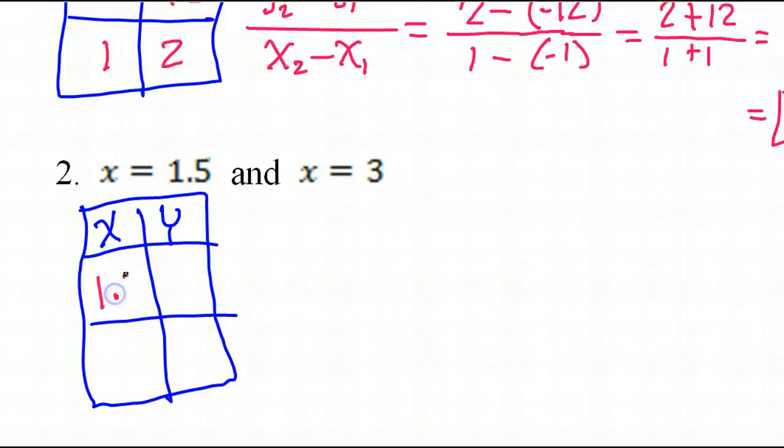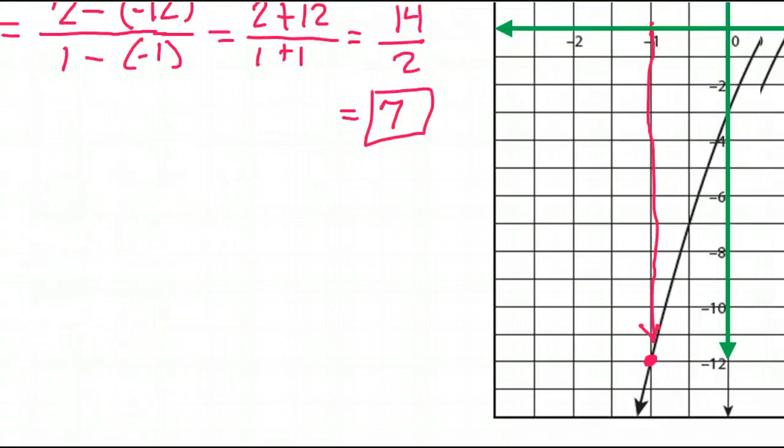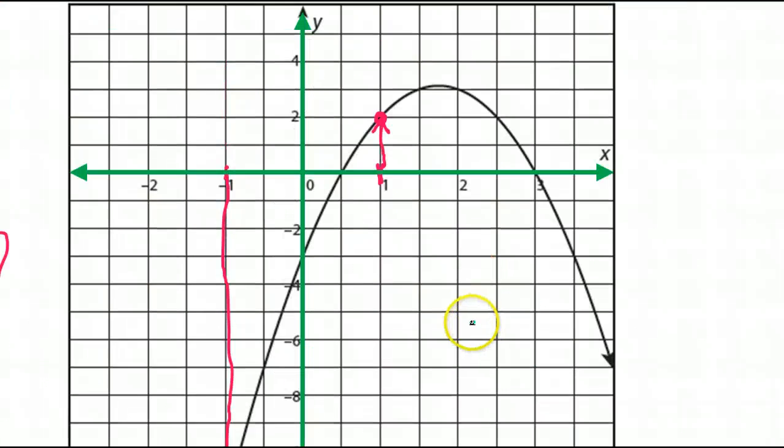1.5 is our first x value, and our other x value is 3. Okay, so let me see if I can find the y value. If I go to 1.5, that's why they are counting every other square. Because now I can go to 1.5, should be right here in the middle. To get to the graph, I'm going to have to go up to here. Okay, that is a y value of 2.0.